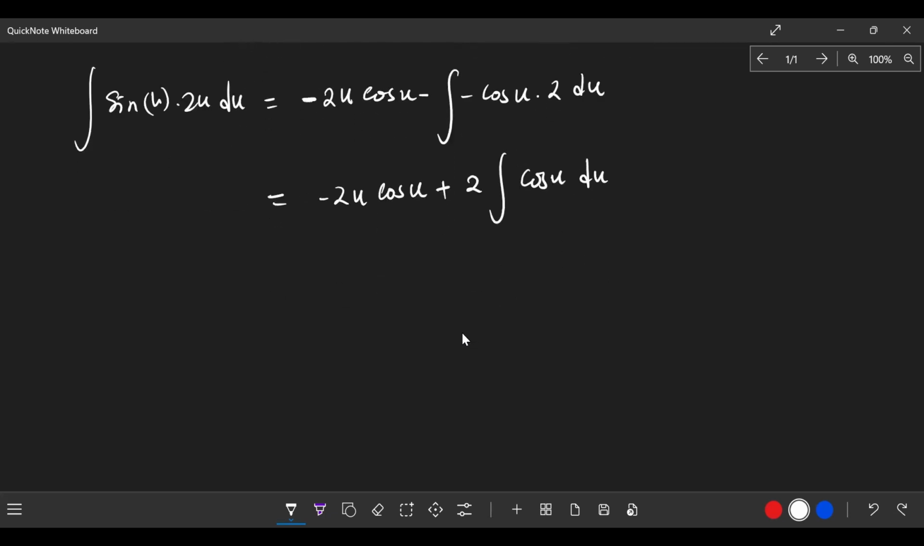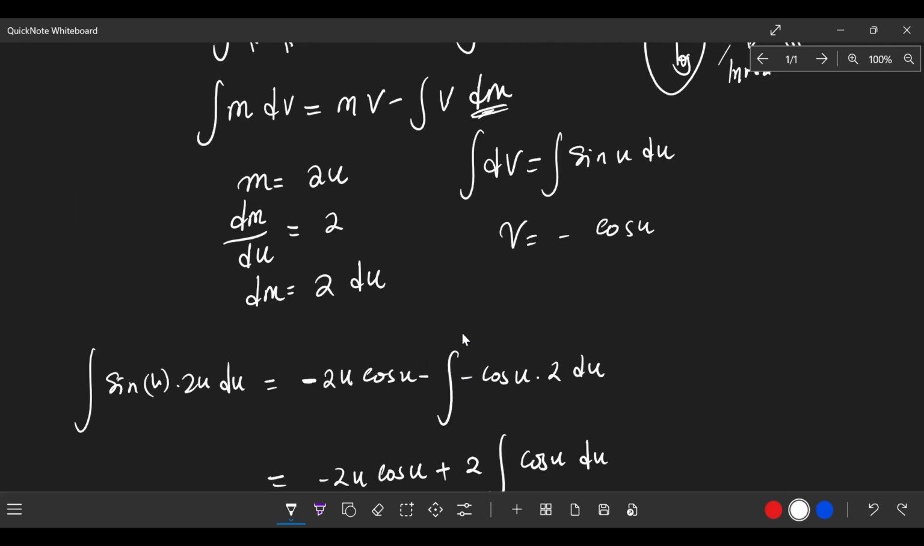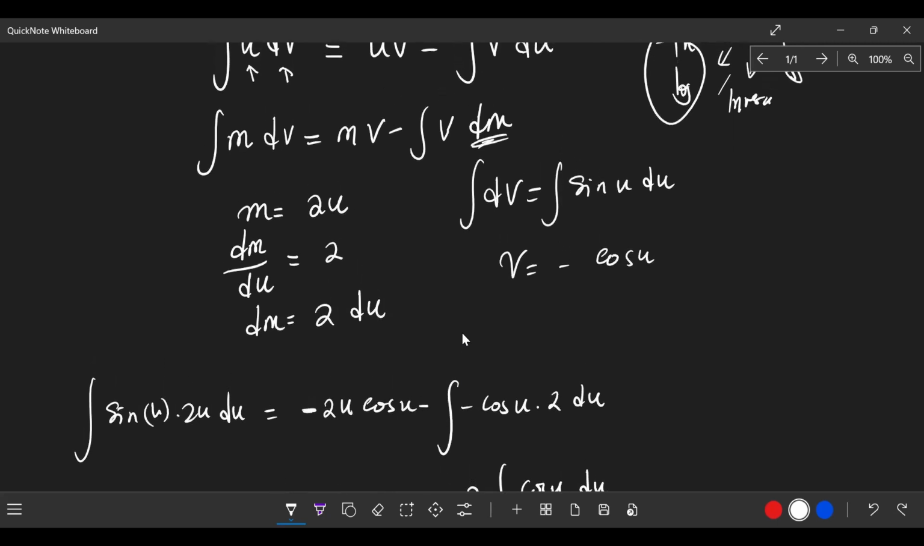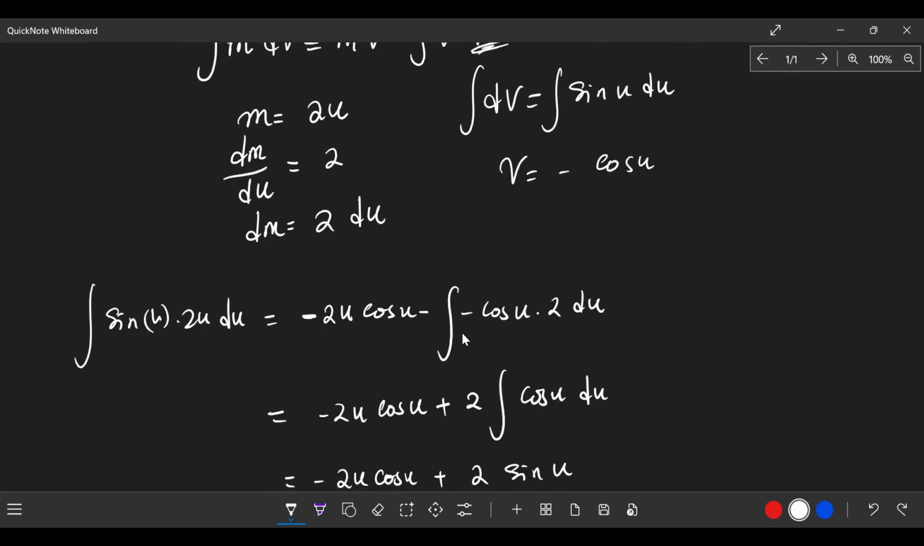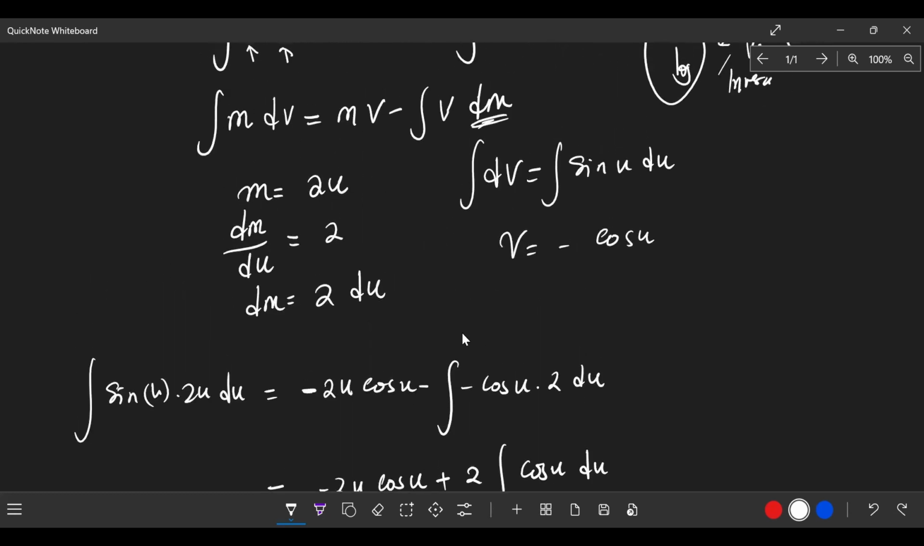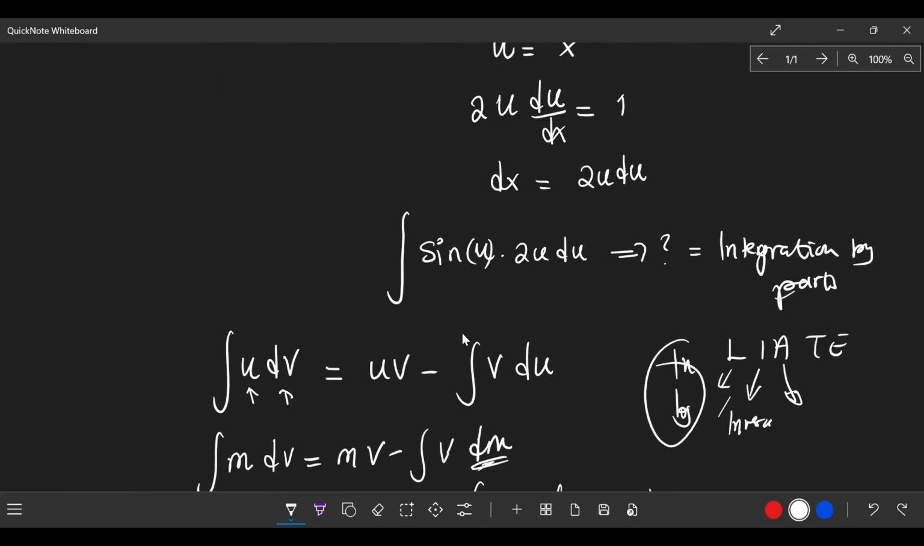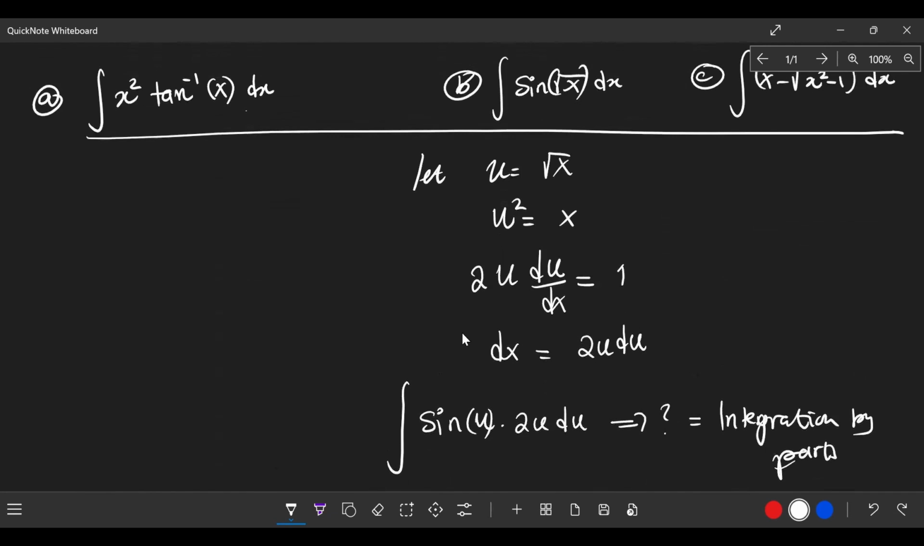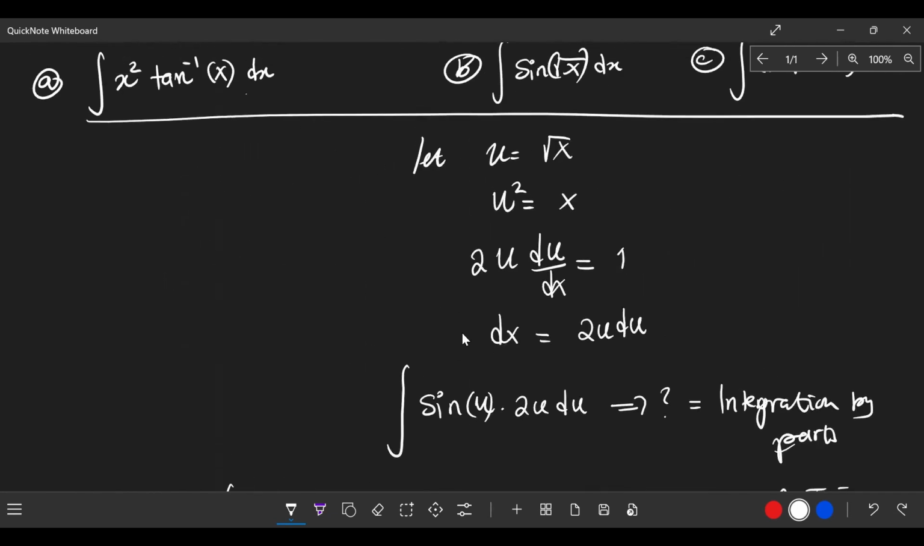Okay. Now let's integrate. What is the integral of cosine of u? It is simply sine of u, isn't it? Okay. Yes. And what was my u? Let me go back here. Okay, what was my u? Remember very well? My u was equal to what? Root x. Get it right, okay? My u was equal to square root of x.